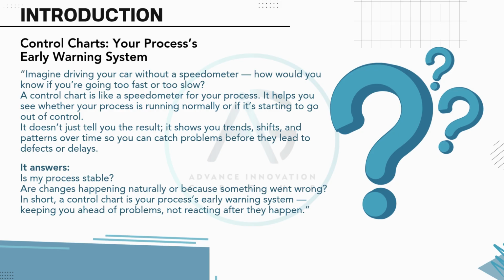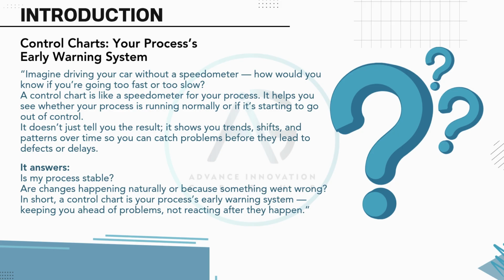It doesn't just tell you the result, it shows you trends, shifts, and patterns over time so you can catch problems before they lead to defects or delays. It answers, is my process stable? Are changes happening naturally or because something went wrong? In short, a control chart is your process's early warning system, keeping you ahead of problems, not reacting after they happen.